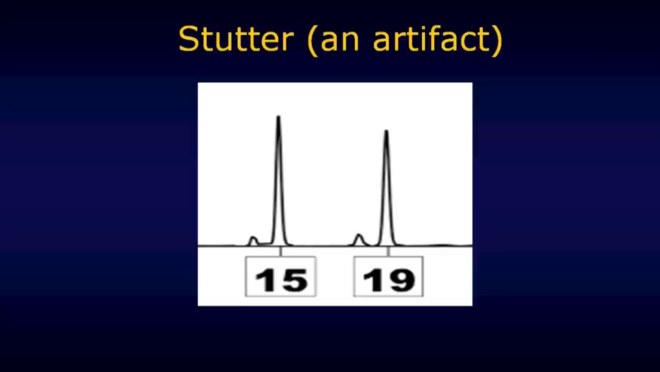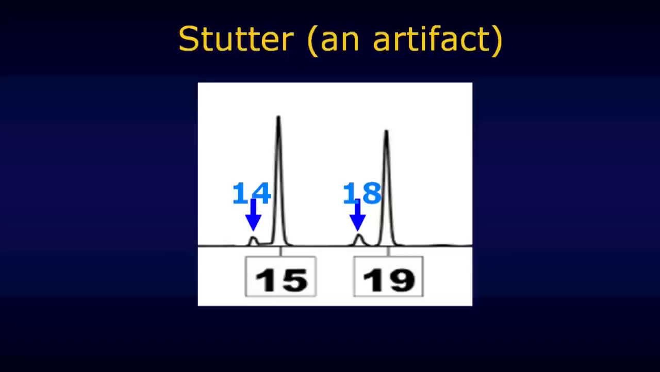And yet, if you look carefully at this particular electropherogram, you'll notice that preceding both the 15 and the 19 peak are other peaks, small peaks, but nonetheless fairly obviously present. We have some arrows that show you exactly which peaks I'm talking about here. And you could probably also figure out, without my telling you, that those two small peaks correspond to where either a 14 or an 18 allele would appear on this same electropherogram. Those are stutter peaks.